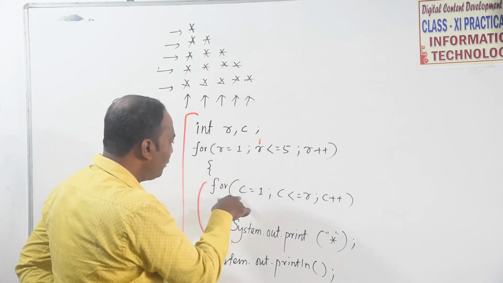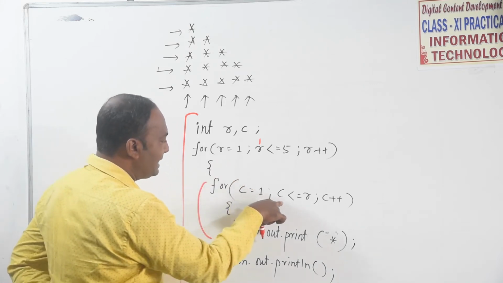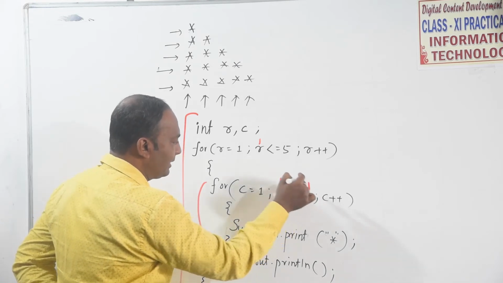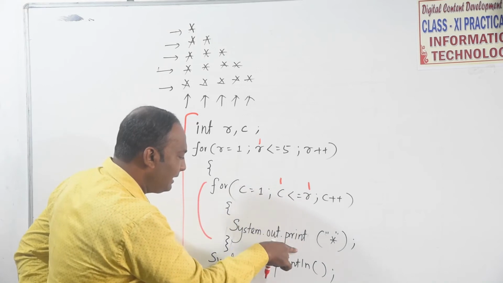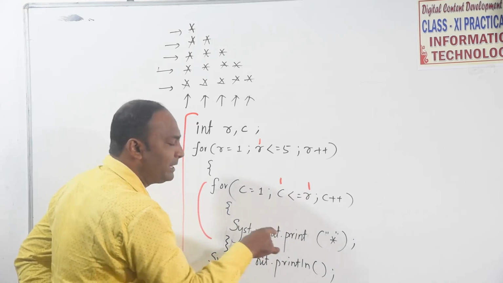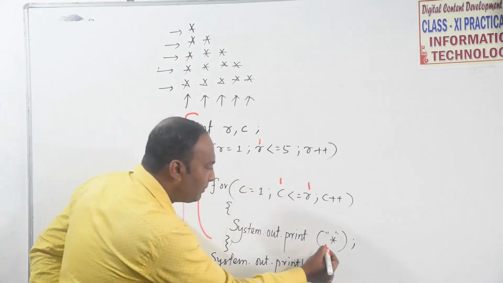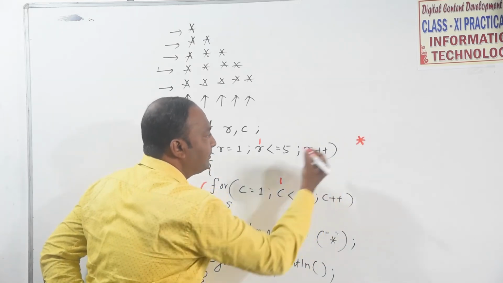Okay. So in the inner loop, c is equal to 1, column is equal to 1, c is 1, r is 1. So this condition is true, 1 is less than or equal to r. Then it will print with System.out.print. It will print a star.